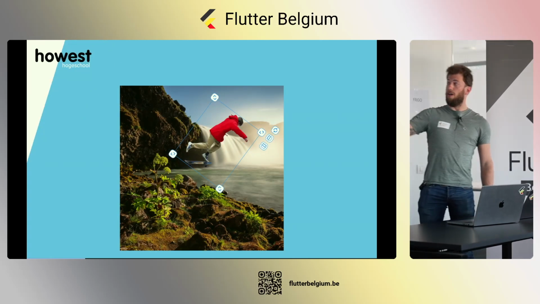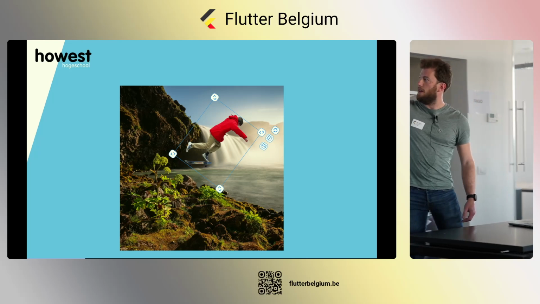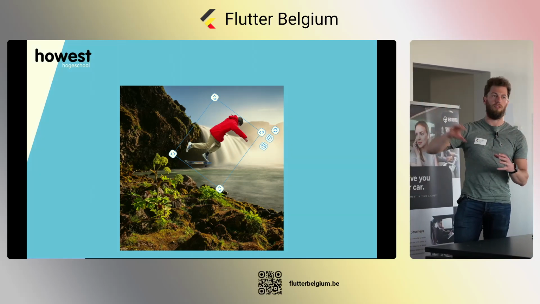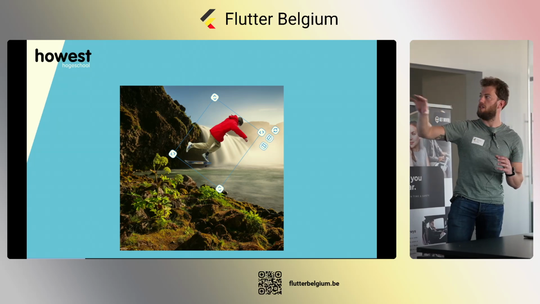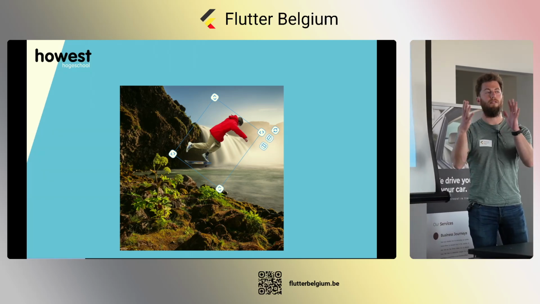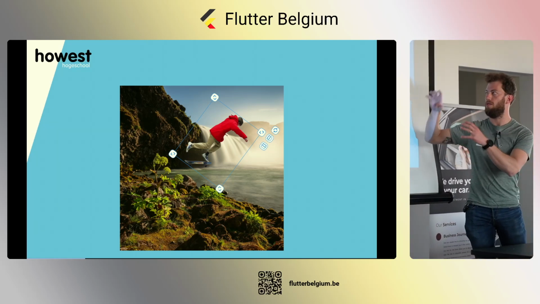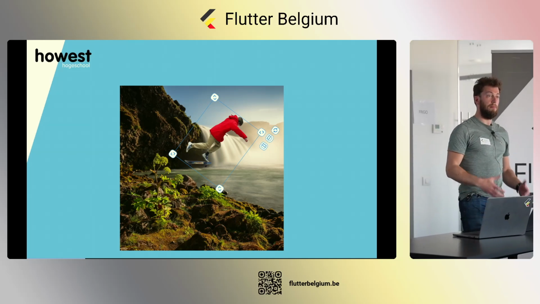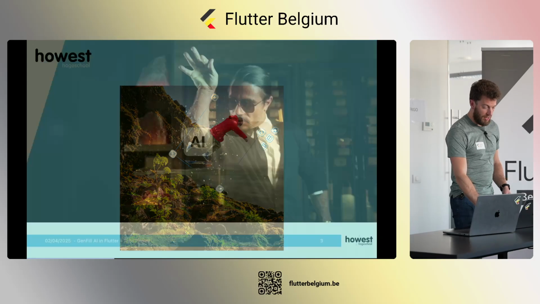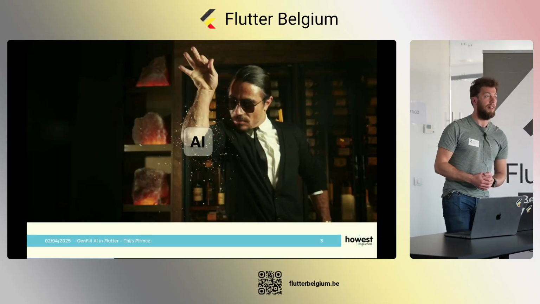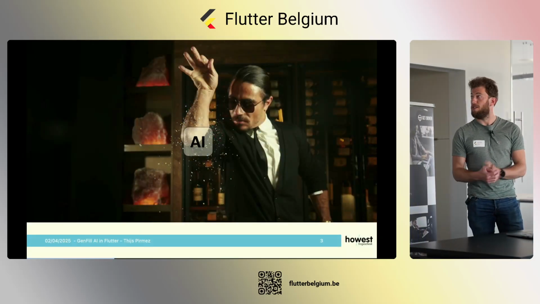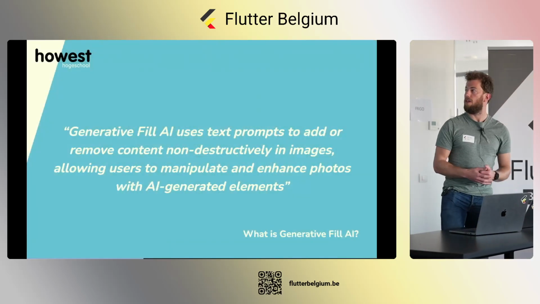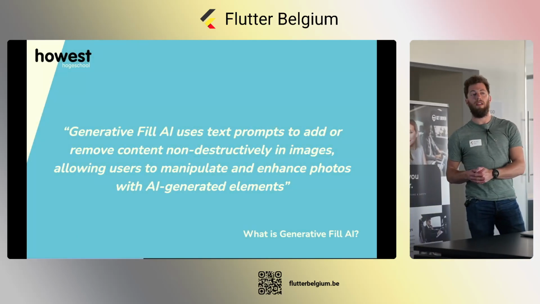So in one of our projects, we had to develop an app, and we had this kind of image edit feature where you could just drag elements inside an image, which then gets flattened again to one image, just to add some elements to something. And then, of course, like many developers, you get the question, can't you do something with AI? And I said, okay, sure, I'll try. So I did some digging, and then I came across generative fill AI.